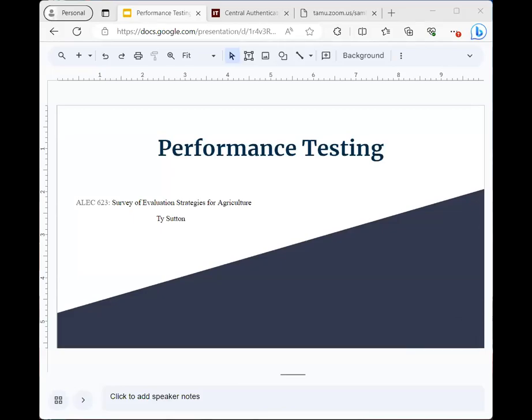Howdy. So today I am going to be just talking a little bit about performance testing.